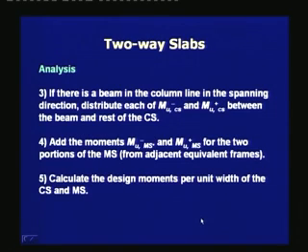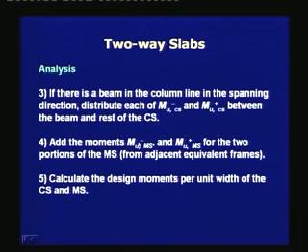Third, if there is a beam in the column line in the spanning direction, distribute each of Mu minus CS and Mu plus CS between the beam and the rest of the column strip. This is a special case if we have beams along the spanning direction for two-way slabs with deflecting beams. In that case, the column strip moment is divided into the portion that goes to the beam in the spanning direction and the portion which goes to the rest of the column strip.